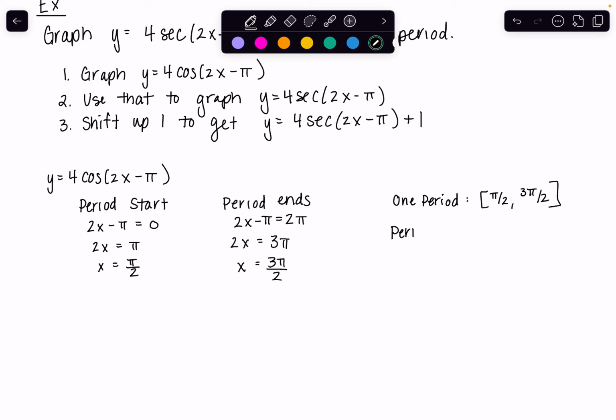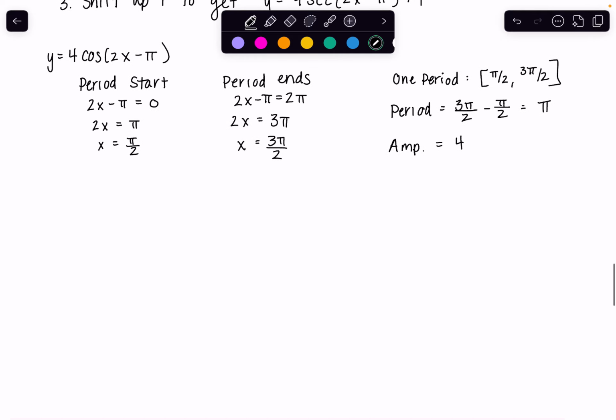The actual period, you can again just take the difference of these two values. 3 pi over 2 minus pi over 2 is 2 pi over 2, which is just pi. But that's the same thing as taking 2 pi and dividing by b. And your amplitude for this particular cosine function is going to be 4. Okay. So we'll utilize all this to get a good graph.